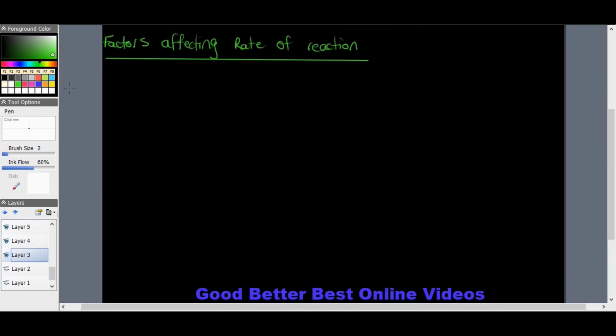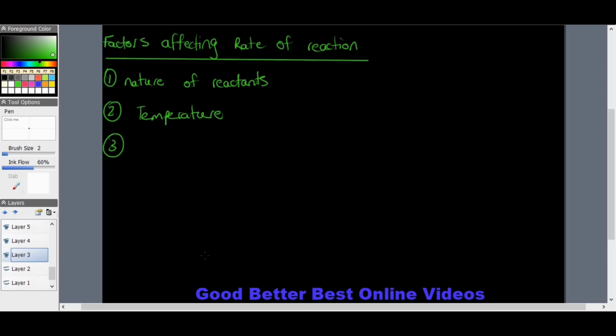So there are factors that do affect the rate of a chemical reaction. There are actually 5 factors. Number 1, the nature of reactants. We're going to list them all first. Number 2, the temperature. When I say temperature, I mean the temperature at which the reaction takes place. 3, the concentration of a liquid reactant or pressure of a gas.